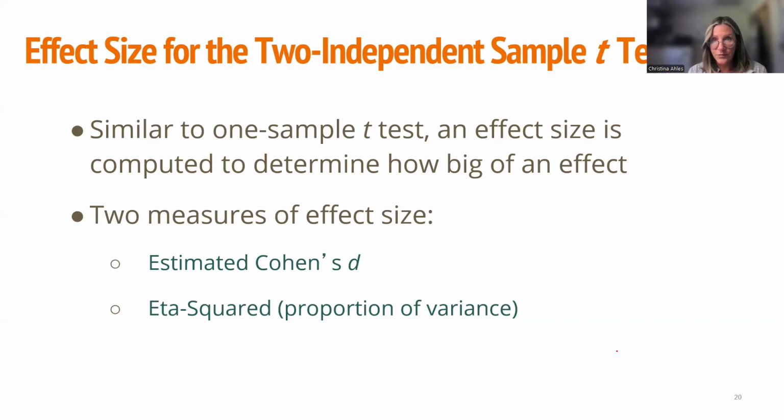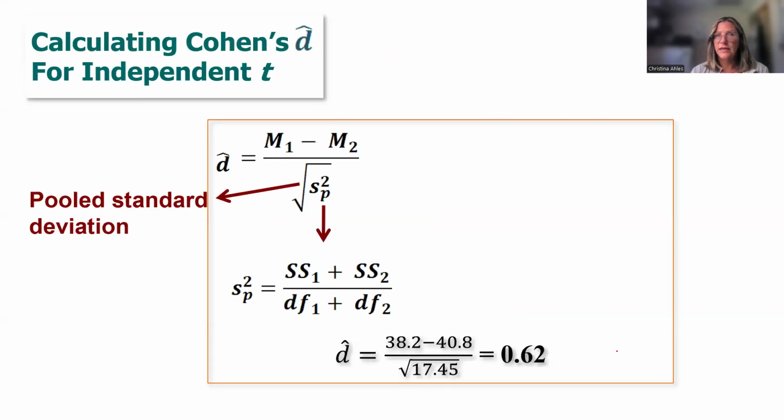Cohen's d is going to differ with the independent t-test. We're still going to use the mean difference on top, so that numerator is the mean difference. But now we're going to use the square root of the pooled variance. If you recall before, our Cohen's d was the mean minus the population mean divided by the standard deviation. Remember, standard deviation equals the square root of variance. So this is variance right here, and we're taking the square root of variance.